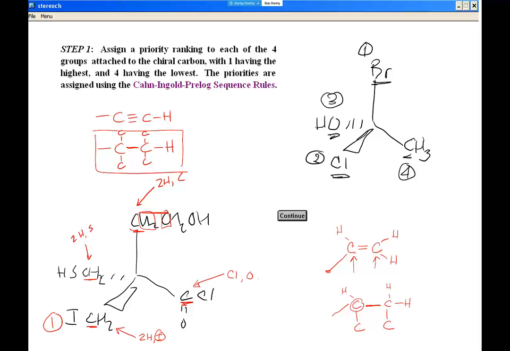Now you might say, we're starting out here and we're increasing difficulty. Eventually, what happens if two groups are tied and they have the same groups attached to them? Then you have to look at the groups that are attached to that carbon. So what would happen if I all of a sudden had to look at this group, because there's nothing there, it's assumed that there's three hydrogens there.